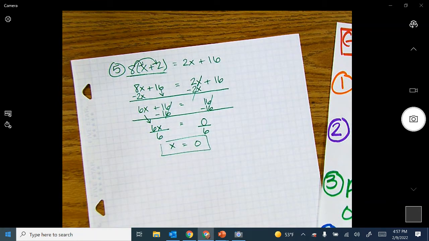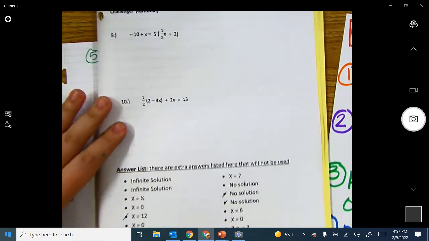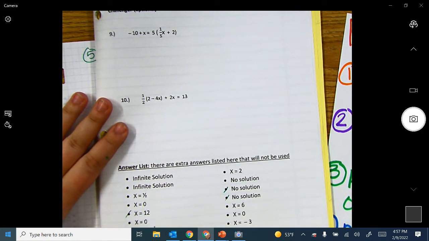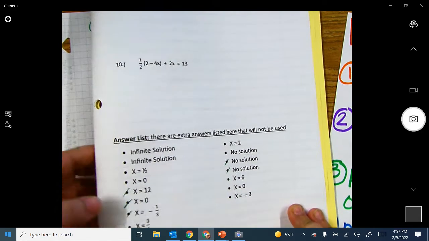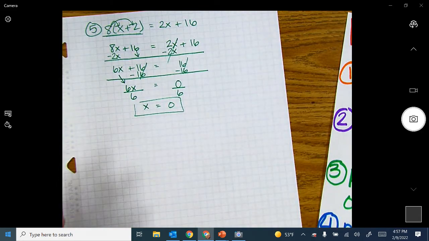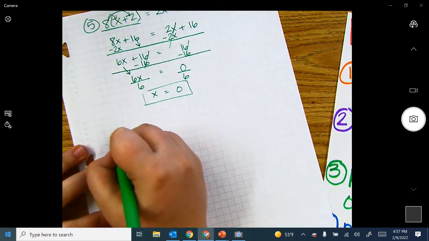Sometimes you guys are getting a little bit confused, and when it says 0, you just assume, I guess, that it means that it's infinite solutions or no solutions, but that's not the case. x can still be equal to 0. Okay, so then over here, I'm going to cross off. Notice I have two options for x equals 0, so it doesn't really matter which one you cross off, and that is number 5. Okay, moving right along, we'll go ahead and do number 6.